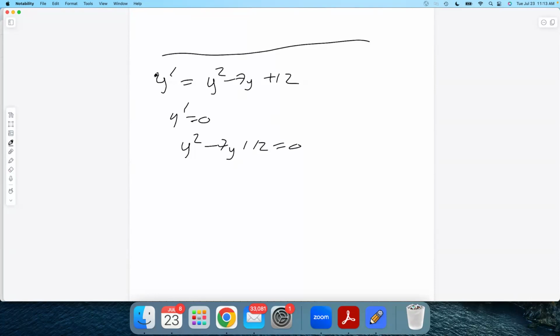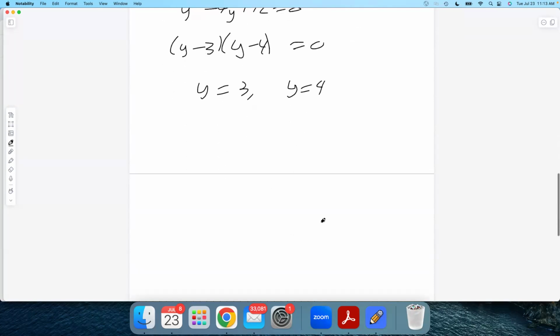We want to know, where does y prime, this, equal 0? And this guy's going to factor, that's y minus 3, y minus 4. And we get two equilibrium solutions, y equals 3 and y equals 4. Those are both horizontal lines.